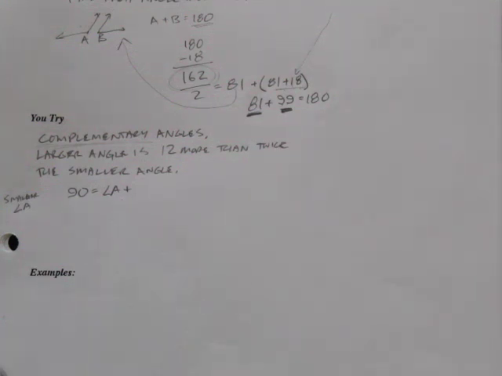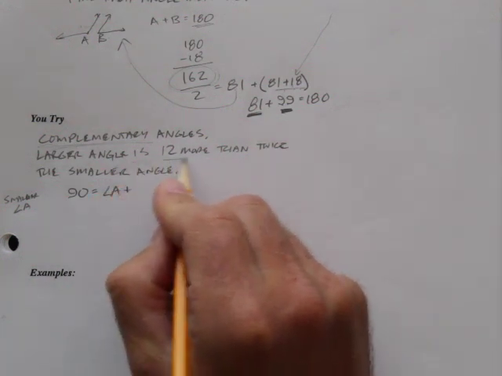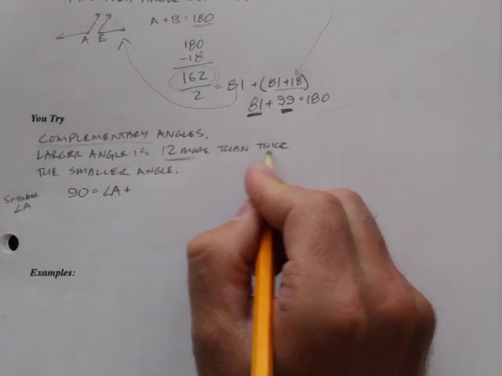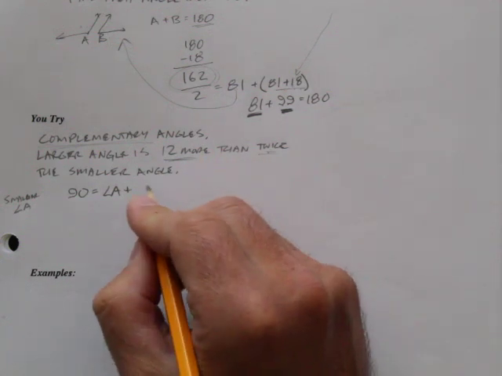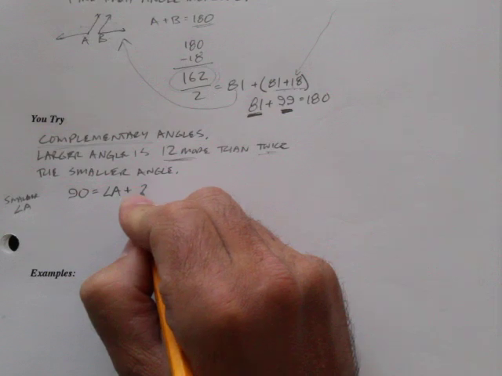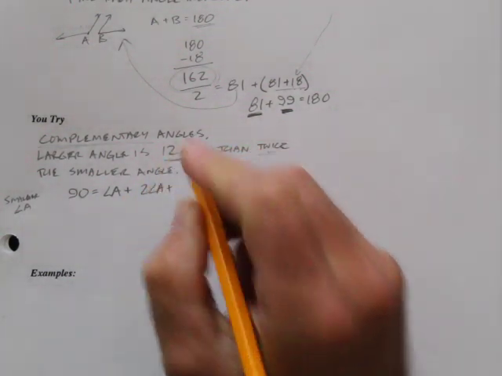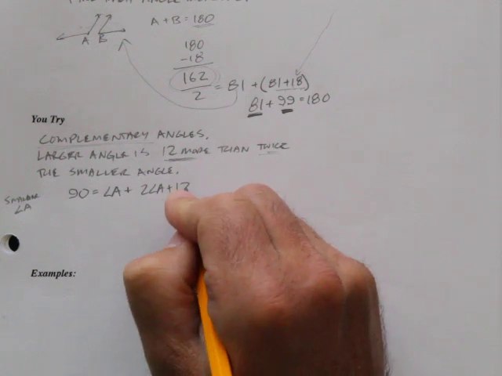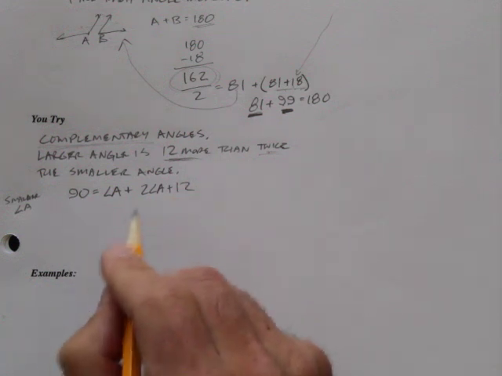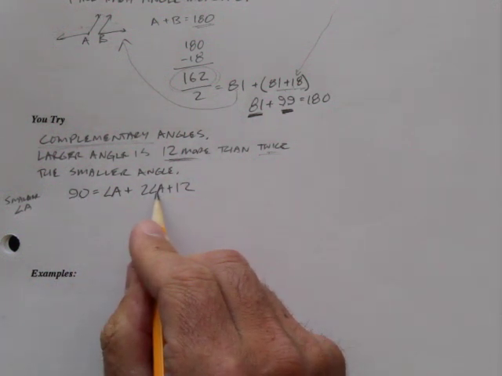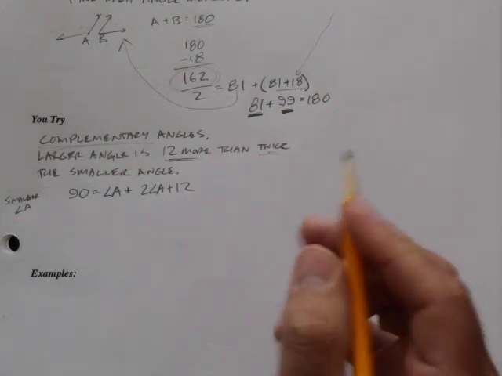Now, I know that angle B is 12 more than twice the smaller one. So I can say twice the smaller one, that's 2 times angle A, plus 12 more, plus 12. So now I just have to solve for angle A. I just think of angle A as x, and then I solve for it.